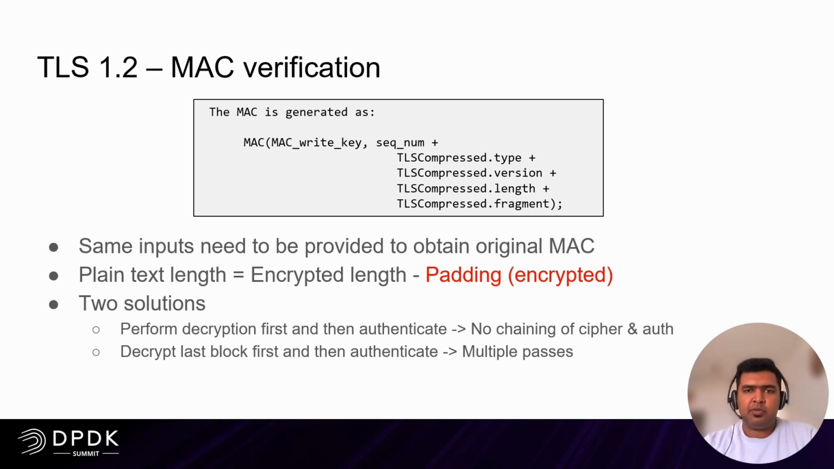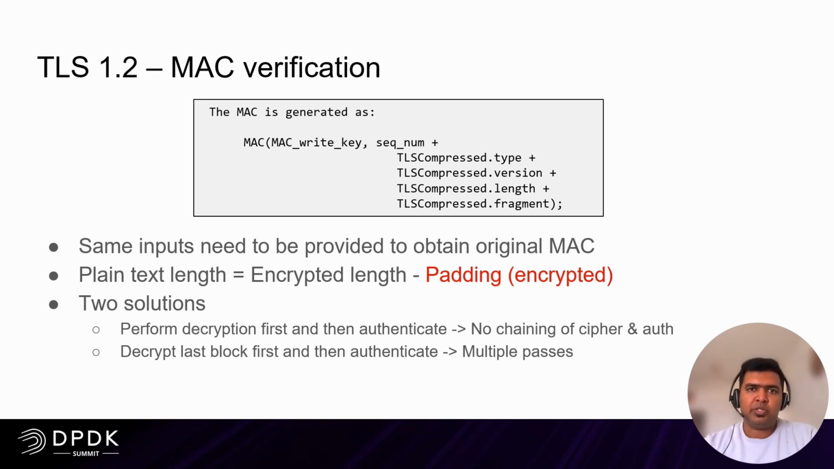Then there is type and version, which come from the TLS header. Following that, there is length. So what is the length that has to be used for the MAC computation? It is the plain text length, while the length field in the TLS header is the encrypted length, which includes a variable padding, which is impossible to predict. So how can we work around this?